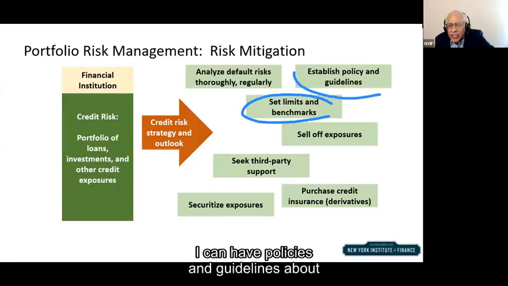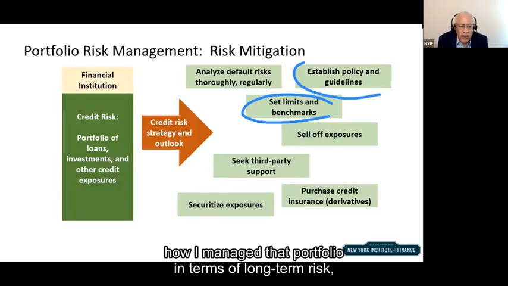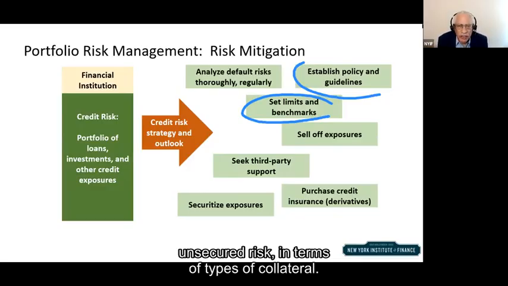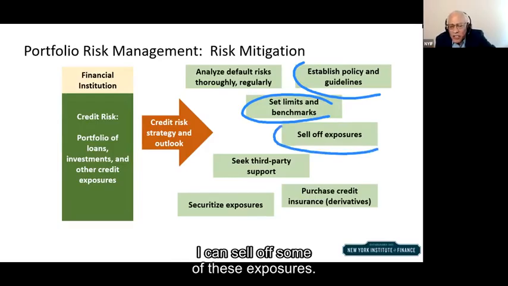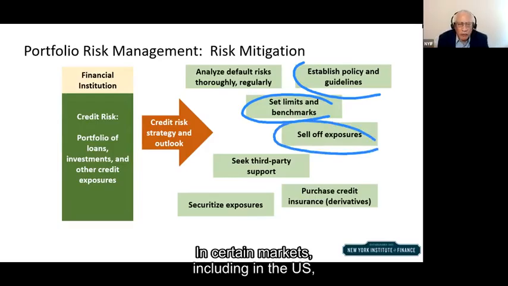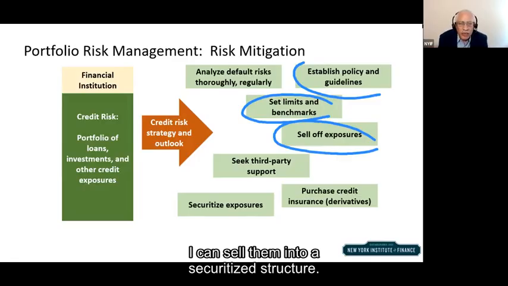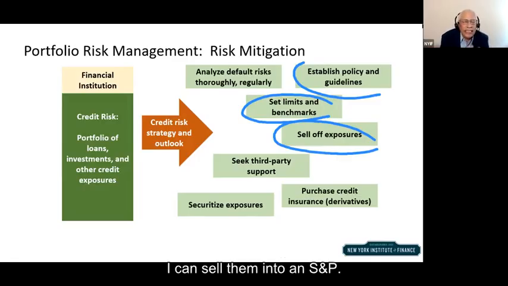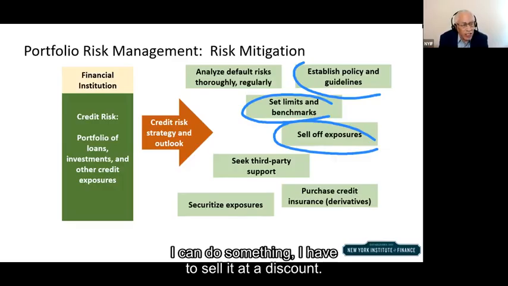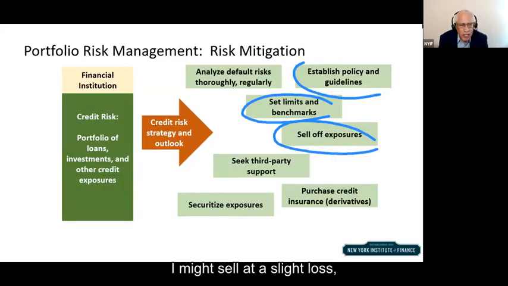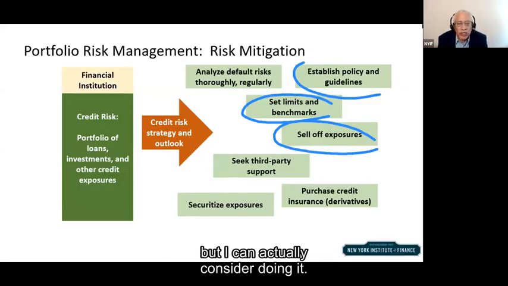I can have policies and guidelines about how I manage that portfolio in terms of long-term risks, unsecured risks, and types of collateral. I can sell off some of these exposures. In certain markets, including the US, I can sell corporate loans in a secondary market. I can sell them into a securitized structure. I can do some, but I have to sell at a discount. I might sell at a slight loss, but I can consider doing it.